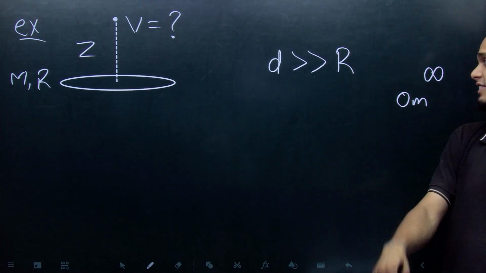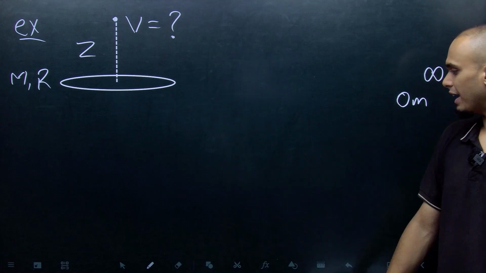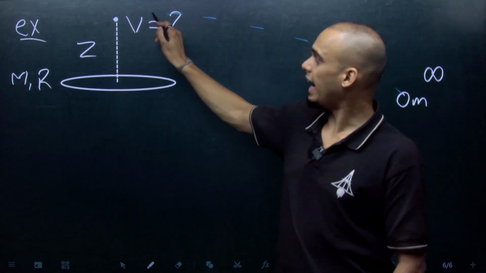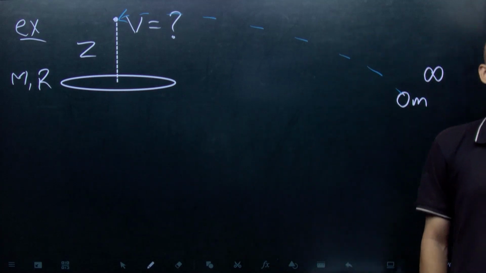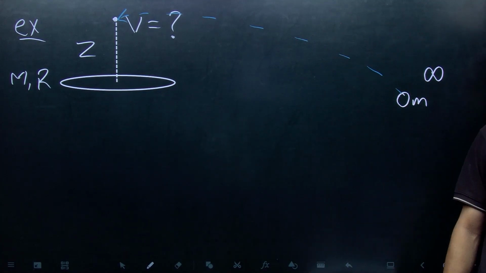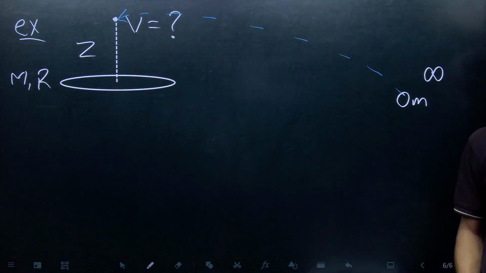It is very negligible. If I want to take this object from infinity and put it at this particular point, then the work done by the gravitational force should be equal to the potential energy at that point.